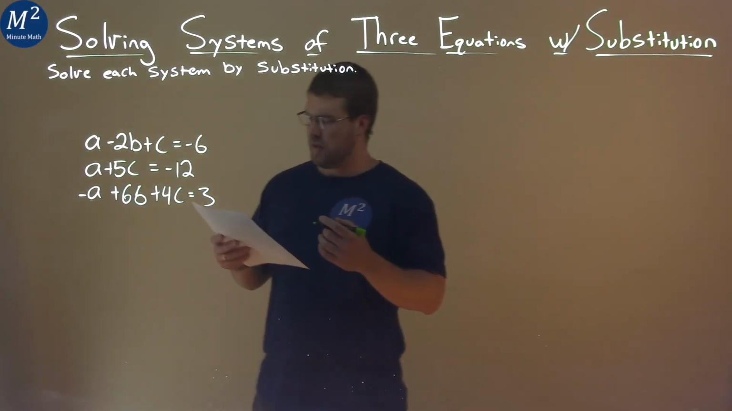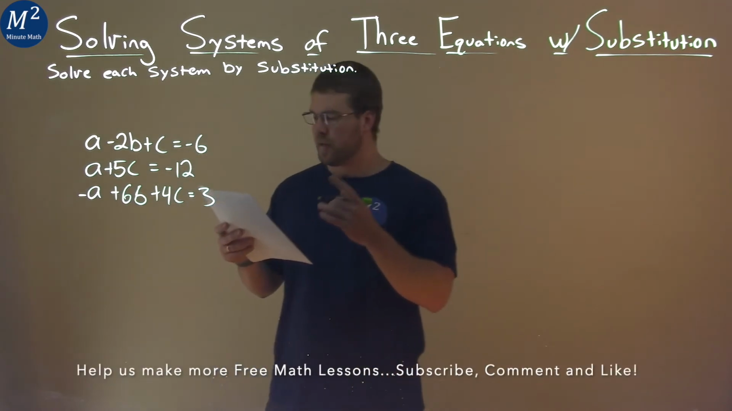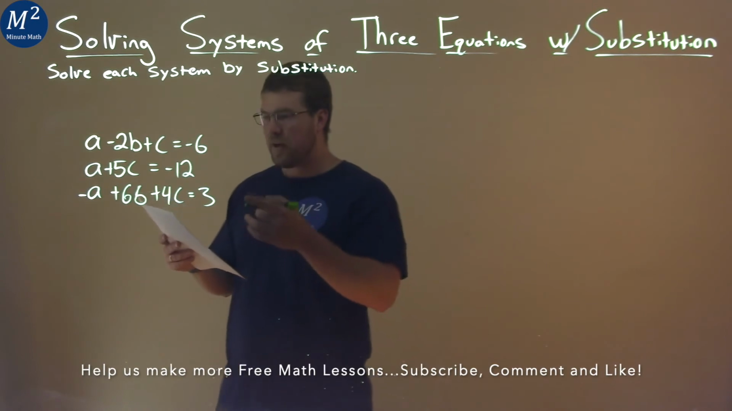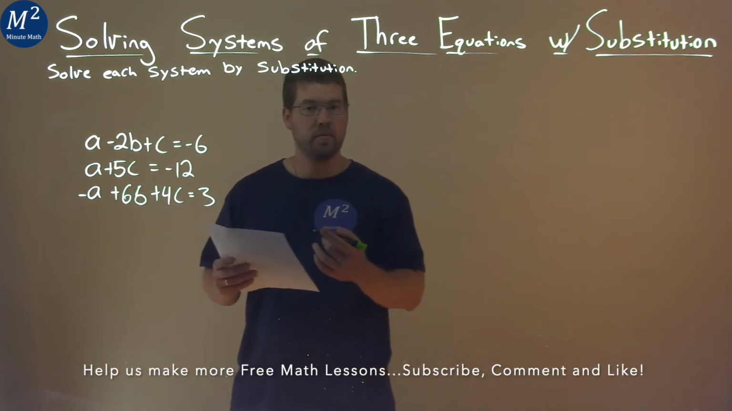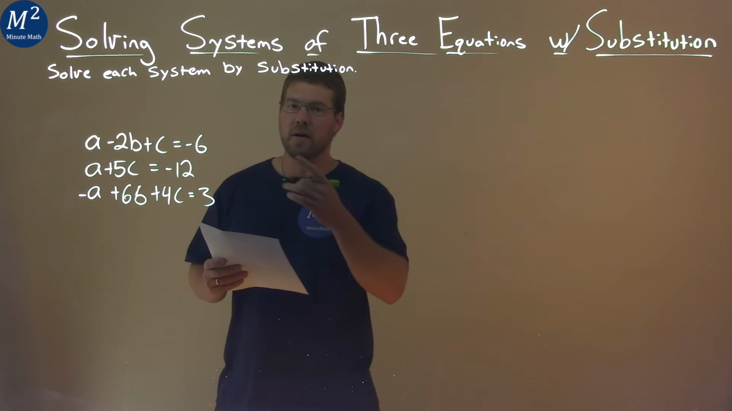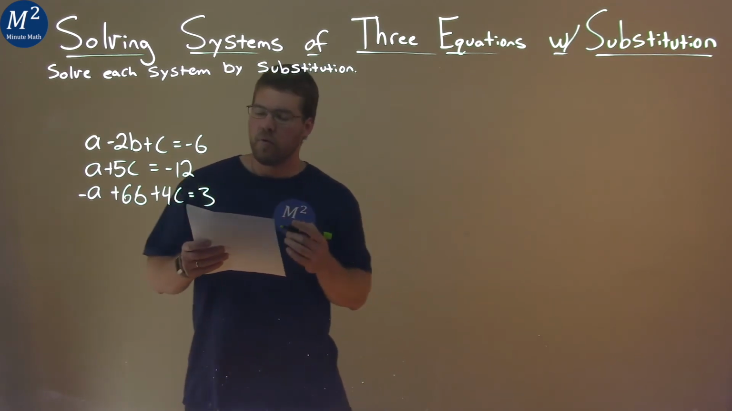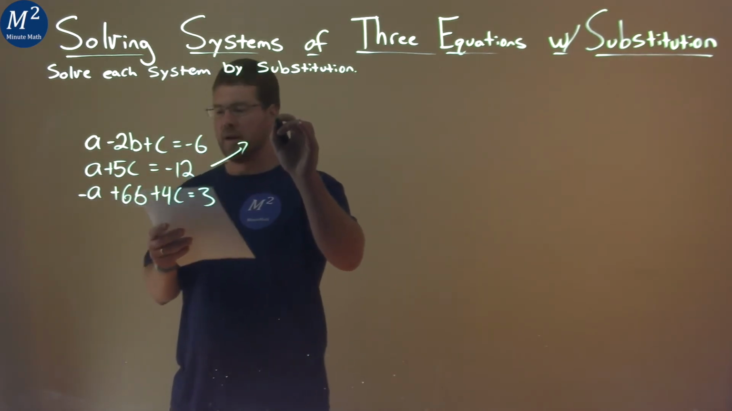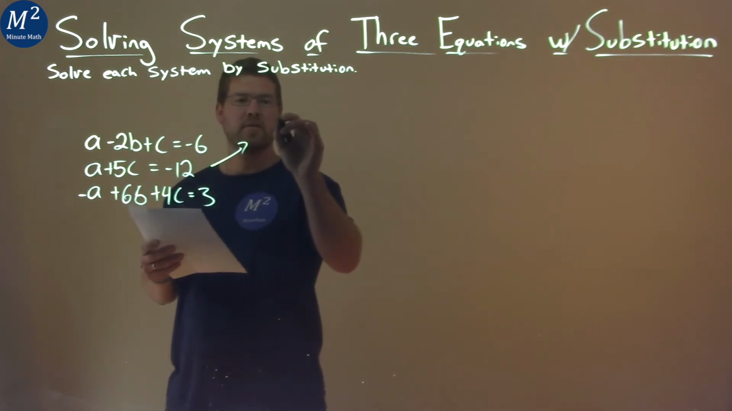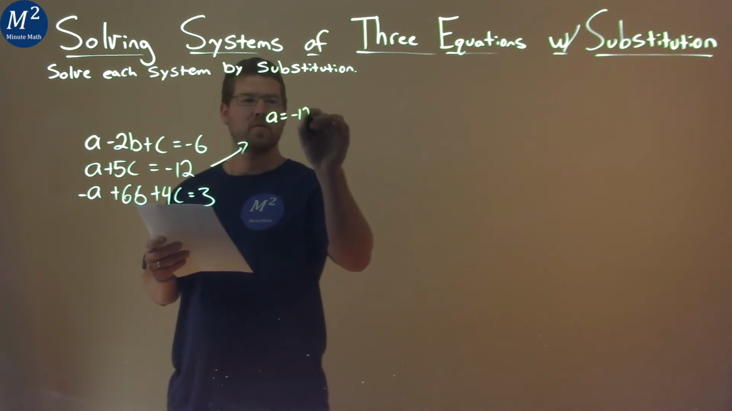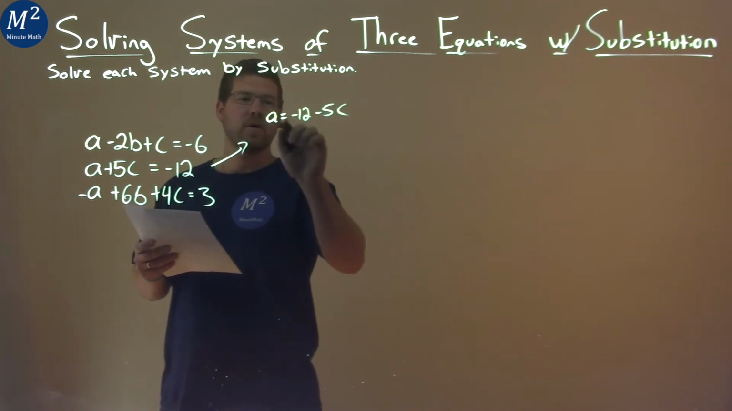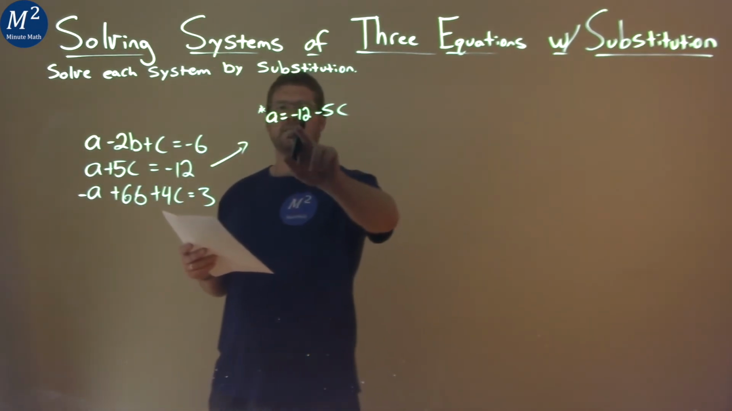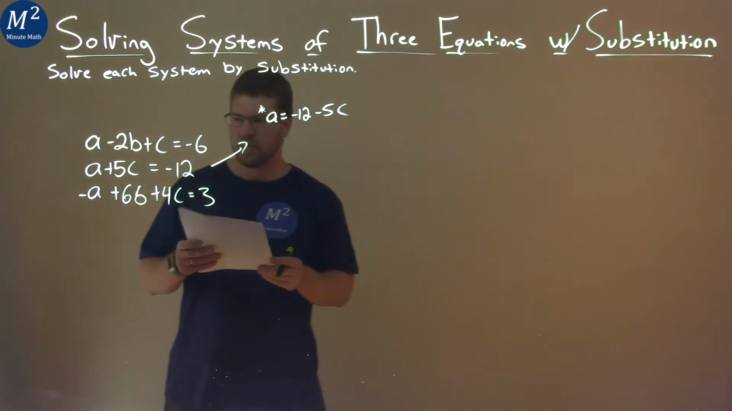We're given this problem right here. A minus 2b plus c equals negative 6, a plus 5c equals negative 12, and negative a plus 6b plus 4c equals 3, and we need to solve the system by substitution. Well, first thing I notice is that in the second equation, I can quickly write that to have a by itself. By subtracting 5c, I have a equals negative 12 minus 5c. So just note that to myself here, that I can get a by itself, and it's equal to negative 12 minus 5c.